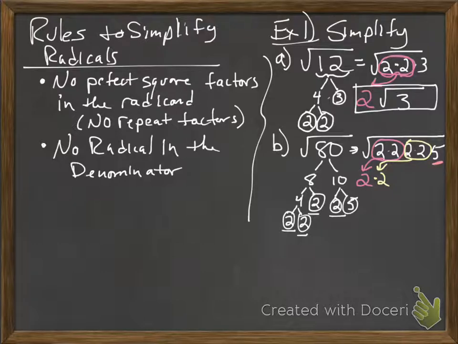So I'm left with the square root 5. 5 I was not able to pull out, there's only one of them. So now everything that I pulled out, though, I can multiply together. The 2 times 2 becomes a 4, and I'm left with a 5. So that's the simplified version of that problem. Now let's take a look at yet another one. Let's go to another page.